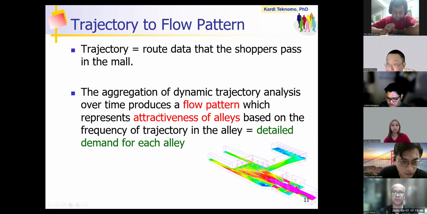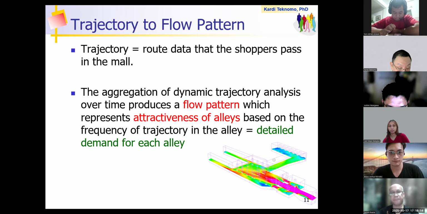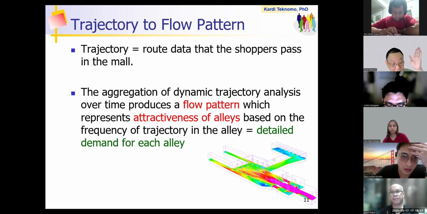So now, the aggregation of dynamic trajectory analysis over time, let's call this the flow pattern. That represents the attractiveness of the alley, based on the frequency of trajectories. How many times was this alley passed? That represents the flow, and the flow represents the demand of that alley. Is that clear? So from trajectory, you are supposed to get the flow. That flow represents the demand. Simple, yeah.